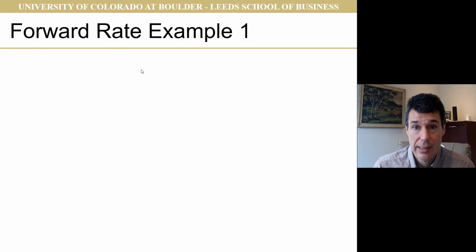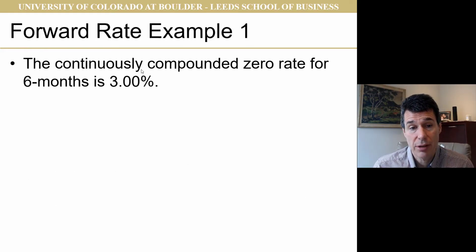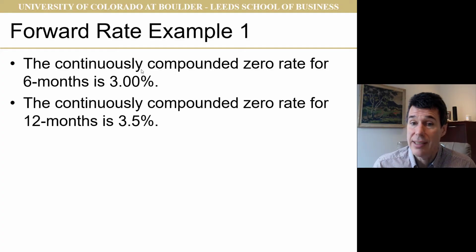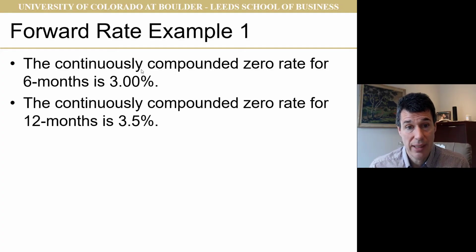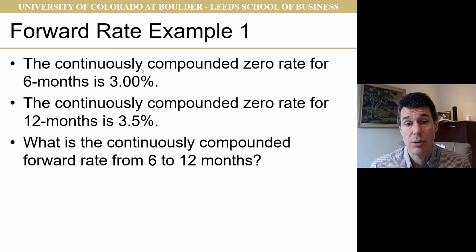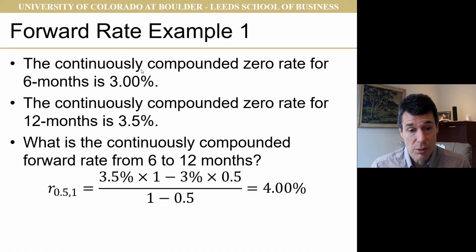Okay, let's do an example. Continuously compounded zero rate for 6 months is 3%. Continuously compounded zero rate for 12 months is 3.5%. What is the continuously compounded forward rate from 6 to 12 months? Plug it into our formula. If we don't remember the formula, we can always go back to first principles, work with discount factors. Remember the formula for discount factor equals e to the minus RT and go from there. But we plug in our formula and we end up with (3.5 times 1 minus 3 times a half) divided by (1 minus a half), which is 4%.